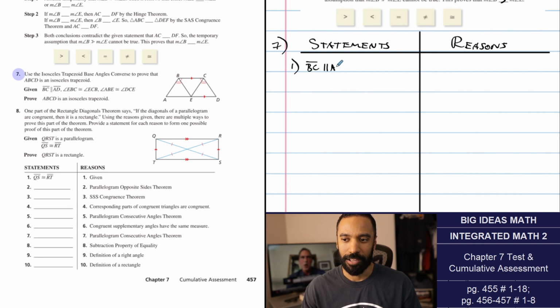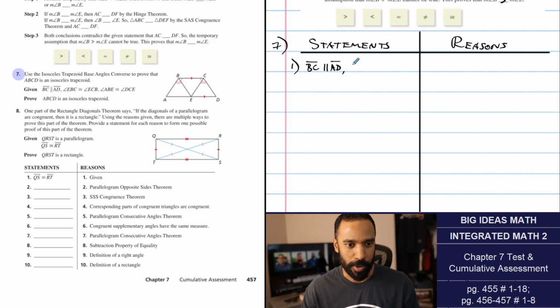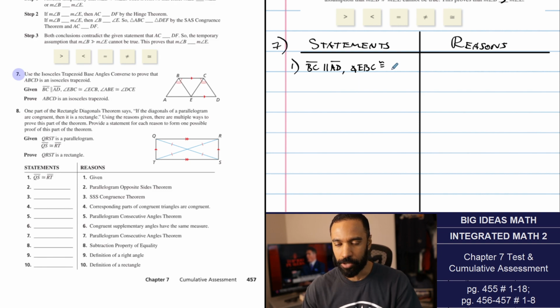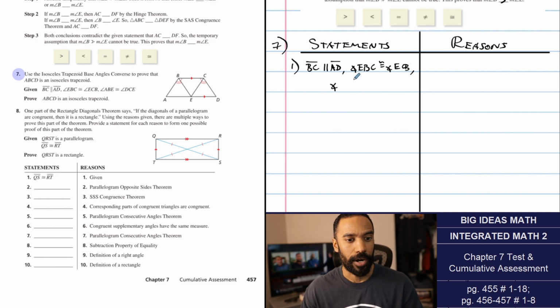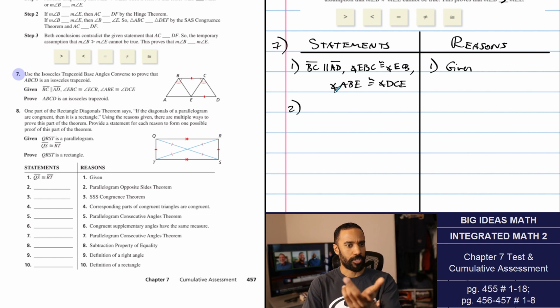So BC parallel to AD is given. You can see that on the diagram. And then you also have these marked in the diagram. Angle EBC is congruent to angle ECB. There are the single arc marks. This is the double arc marks here. Angle ABE is congruent to angle DCE. This is given. All right, and it's all marked up. Okay, before we keep moving on, what's the base angles converse?